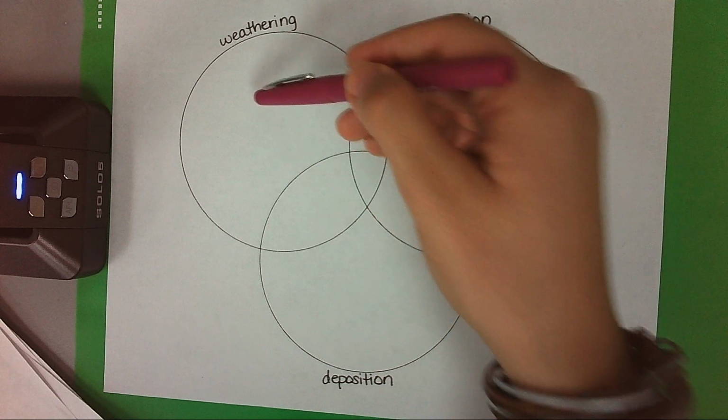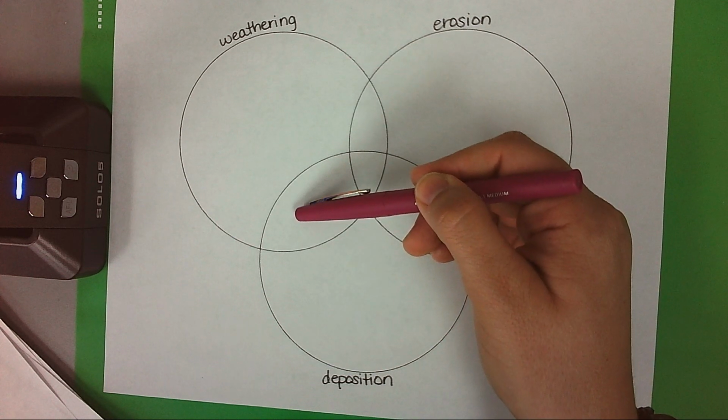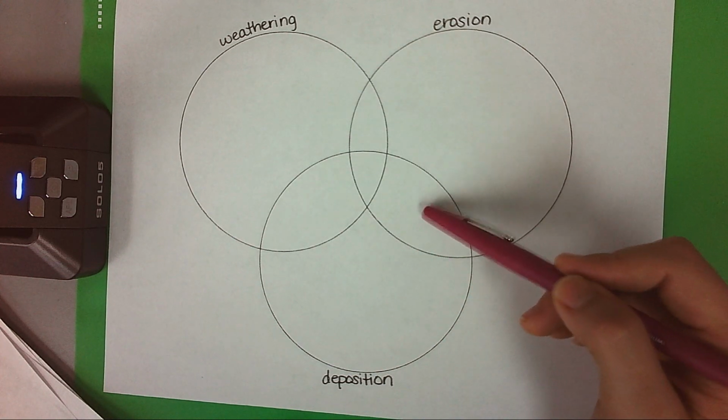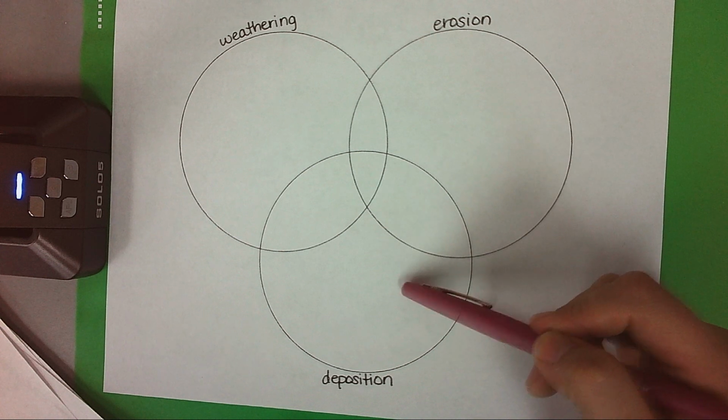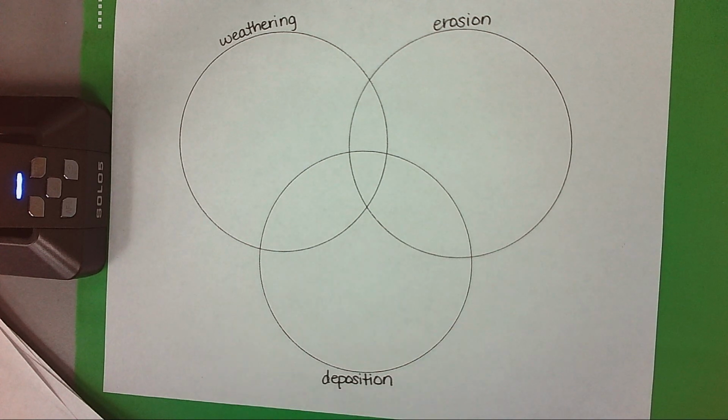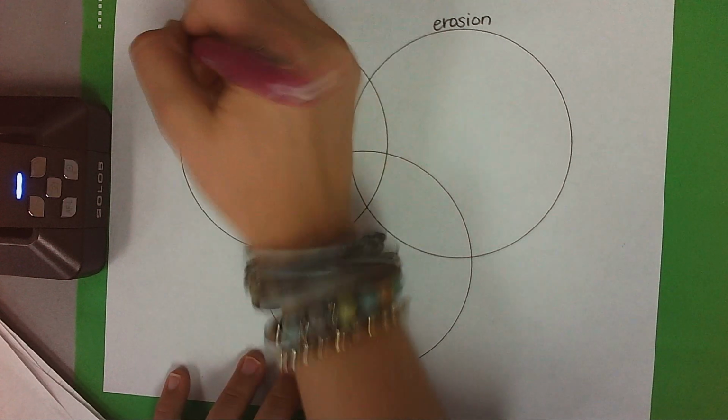Here, we're going to put how weathering and deposition are similar. What do they have in common? And then in this section, what do they have in common? Erosion and deposition. All right, so let's start with weathering.